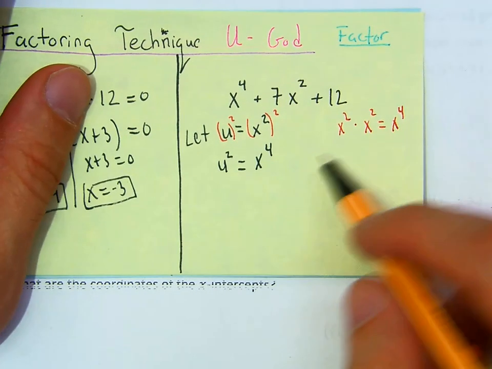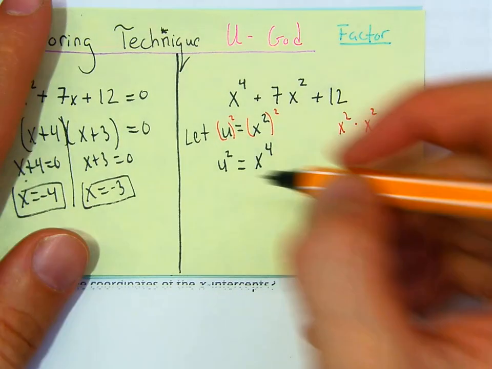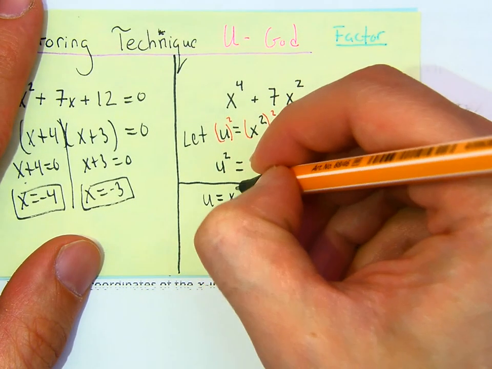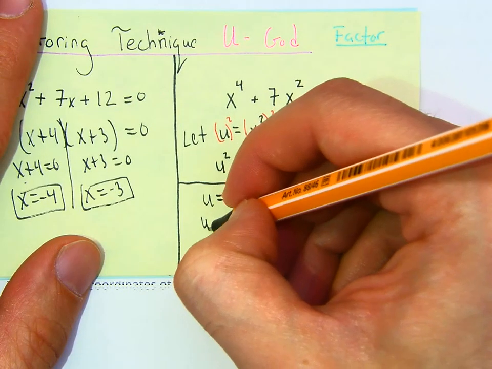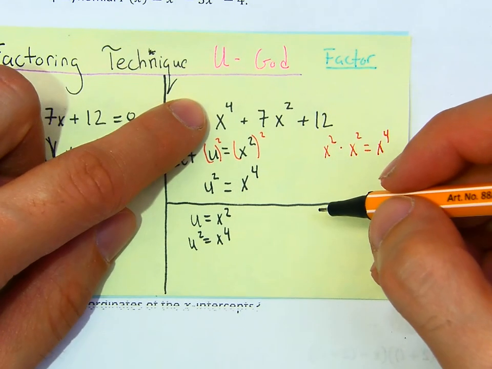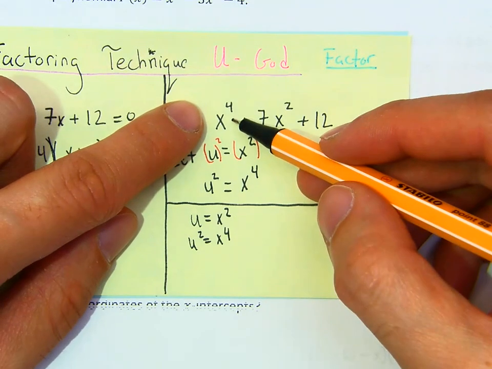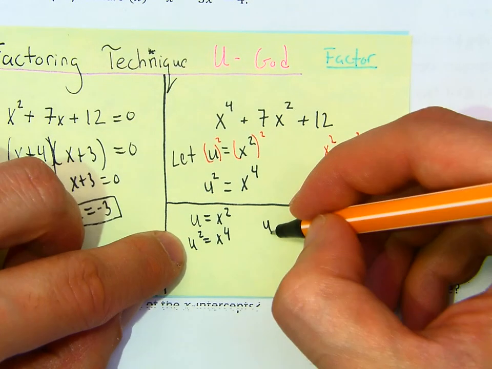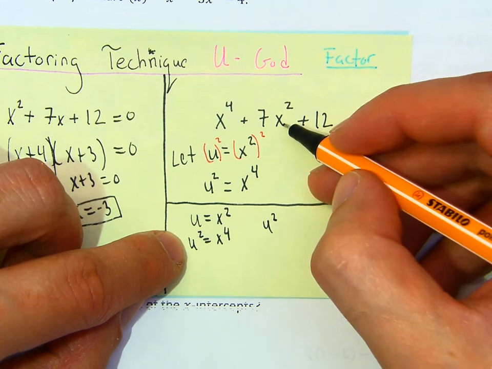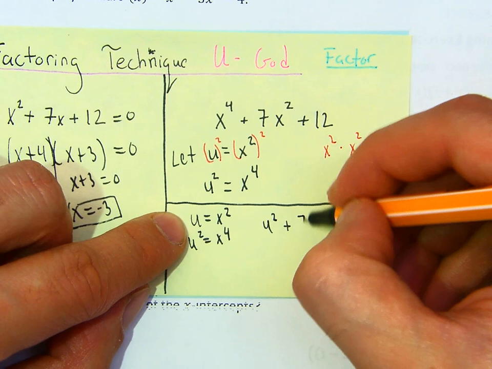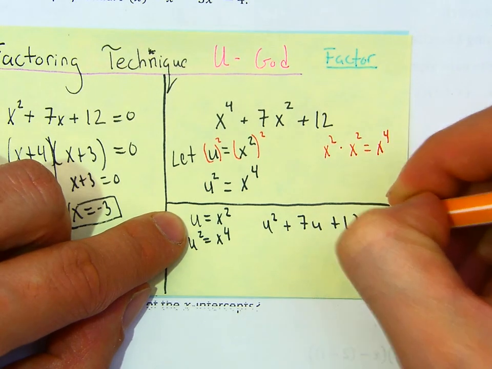And why does this help us? Because if you say u is equal to x squared, and then u squared is equal to x to the fourth, well then, anywhere I see x to the fourth, what can I represent this x to the fourth as? U squared. And anywhere I see x squared, I could put u. So this becomes plus 7u plus 12.